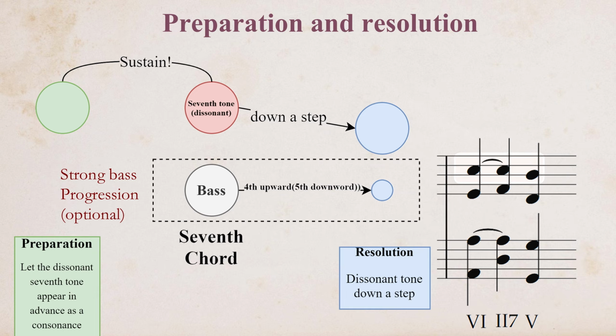You can also follow the tried and true method of root motion down a fifth, or up a fourth, for a stronger resolution. For instance, take a look at the example on the right. We're preparing and resolving a C in a 2/7 chord. You'll see that the C is already there in the previous chord, and then it steps down. Let's hear how that sounds.